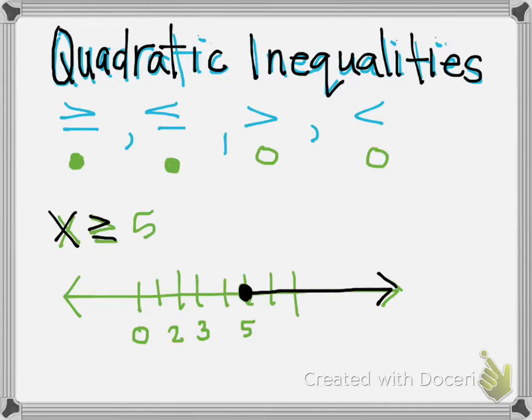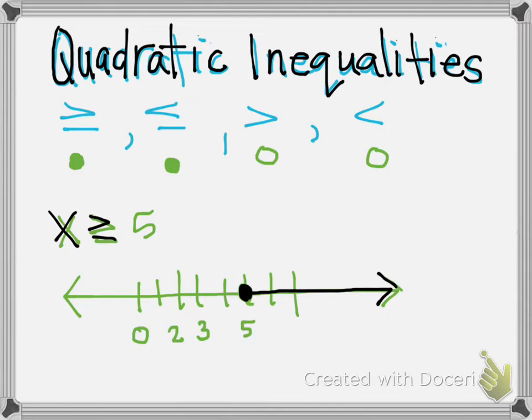This video is on quadratic inequalities. So greater than or equal to, you color in the dot. Less than or equal to, you color in the dot because it's equal to, that's why. Strictly greater than is an open circle. Strictly less than is a closed circle.